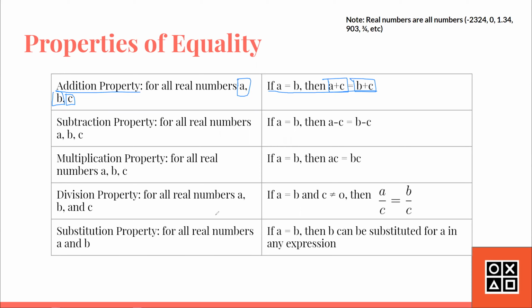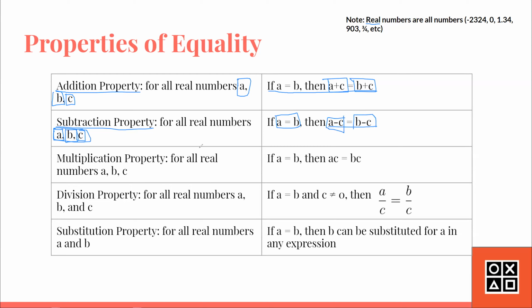And before we get into this, I would just like to note that whenever we say real numbers, it refers to all types of numbers. The subtraction property states that for all real numbers A, B, and C, again, A, B, and C are supposed to represent separate numbers. For all real numbers A, B, and C, if A equals B, then A minus C has to equal B minus C.